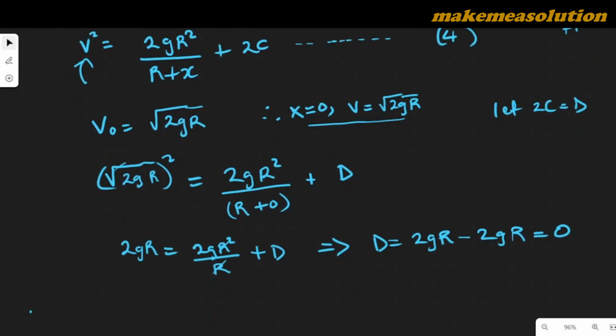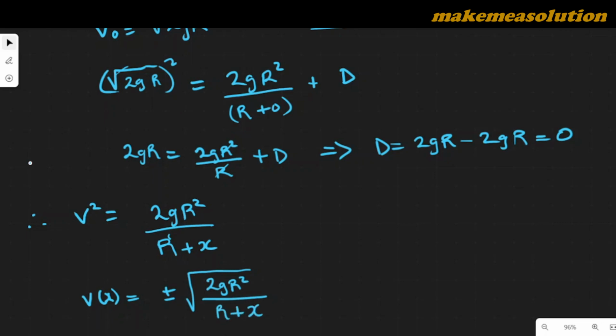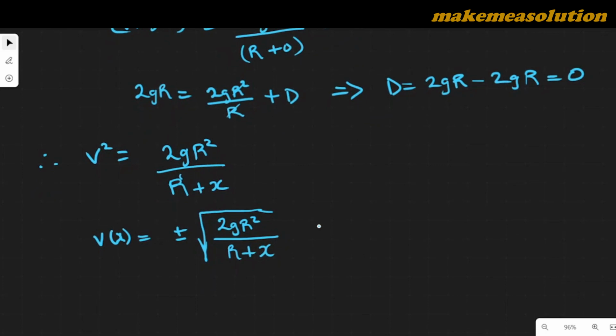So equation 4 reduces to v squared is equal to 2gr squared over, let me take it up, sorry, over r plus x. So in other words, our v of x is actually plus or minus the square root of 2gr squared over r plus x. So this is an expression of v in terms of what? This is from equation 4. Let me call this one equation 5.